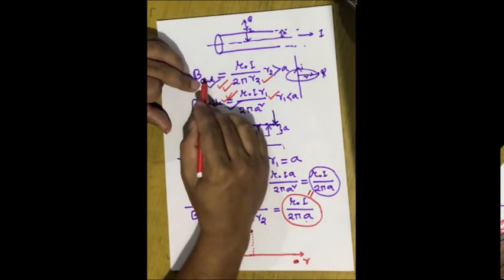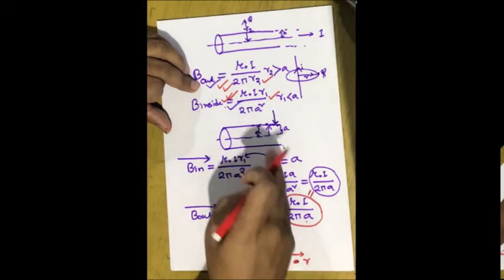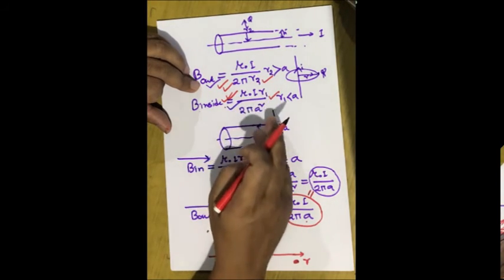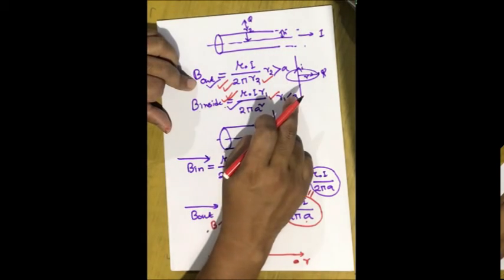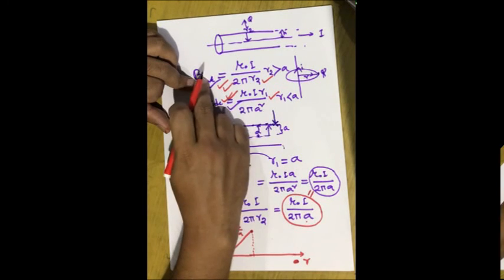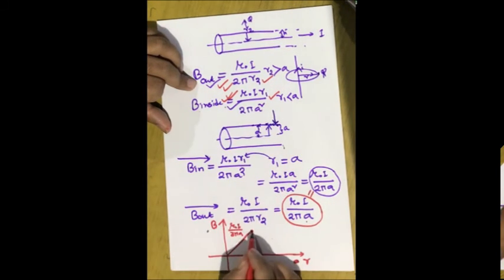Now you see in the outside point, B is inversely proportional to the distance. R2 here is nothing but the distance from the axis. So if the value of R2 increases, then the magnetic field will decrease. When R2 becomes infinity, the magnetic field will become almost equal to 0. So from this point the magnetic field will start decreasing. As R becomes infinity, it will become 0.